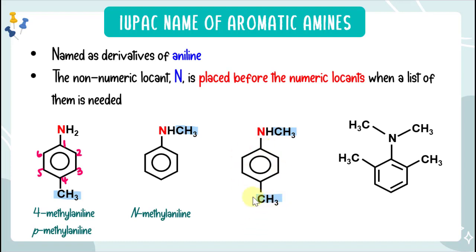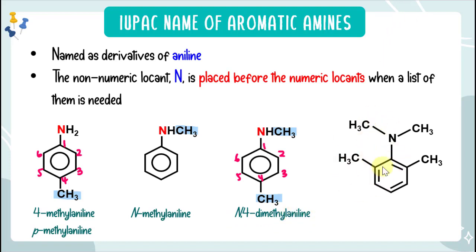Alright, for the third compound, we have a methyl group attached to the nitrogen atom and also on the benzene ring. So the IUPAC name for this compound is N,4-dimethylaniline. We have methyl on the nitrogen and also on the fourth carbon on the benzene ring. If we number 1, 2, 3, 4, 5, 6, the methyl group is placed on the nitrogen and also on the fourth carbon of the benzene ring. So the non-numeric locant N is placed before the numeric locants in the aromatic amines. So it is the opposite of the aliphatic one earlier.